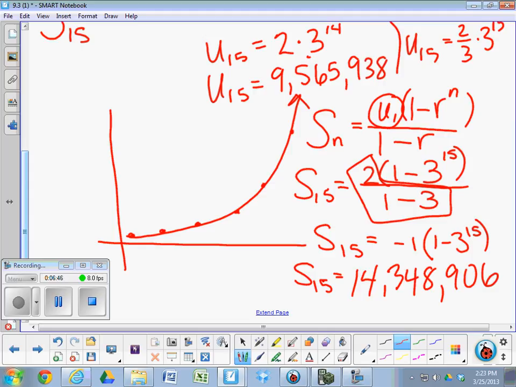All right? So that's the partial sum of a geometric series. Again, r does not have to be a decimal between negative 1 and 1. It's allowed to be anything. And that's it. Example A, done.